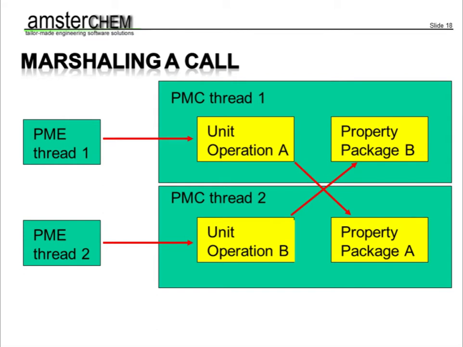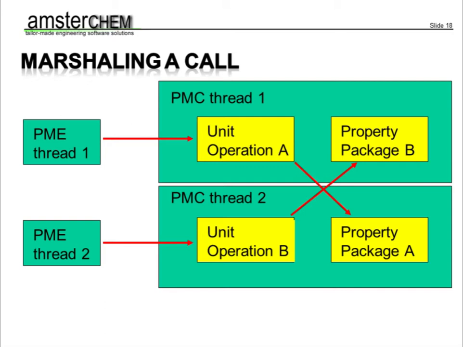We have two PME threads, each of which allocated a property package and a unit operation. In this example, the unit operation and the property packages are bound to their own thread, for example, because they use thread local information or they are apartment threaded COM objects. As the PMC host process is not aware of the threading arrangement of the PME process, one possible arrangement is that each PMC thread contains one property package and one unit operation, and it could be that they are placed in such a manner that the property package in thread 1 is associated with the execution of the unit operation in thread 2 and vice versa.